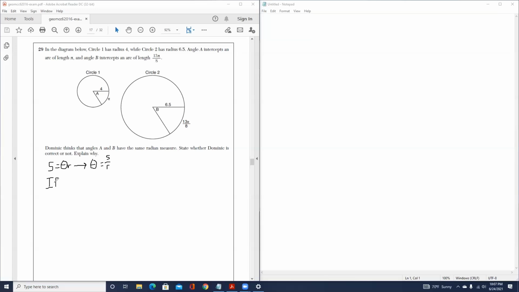So if theta 1 equals theta 2, s1 over r1 equals s2 over r2.